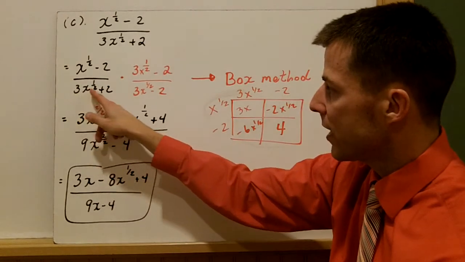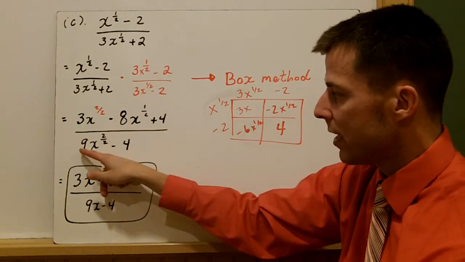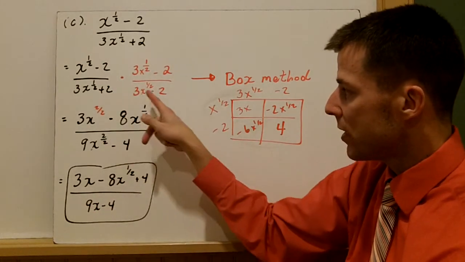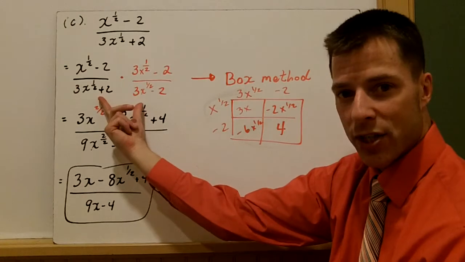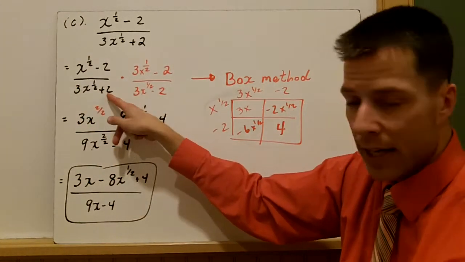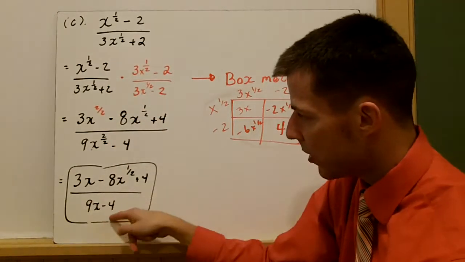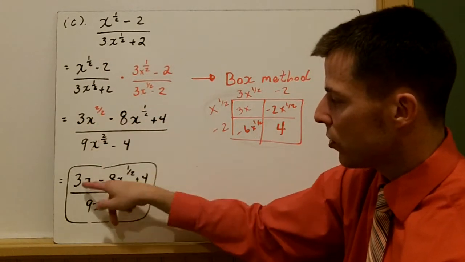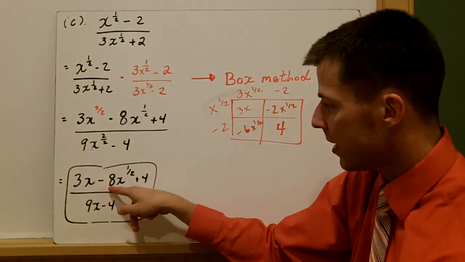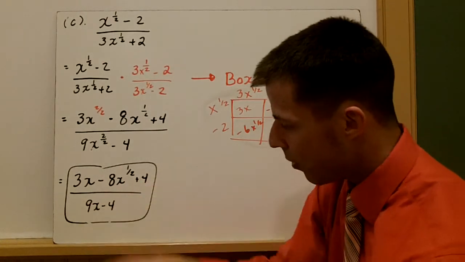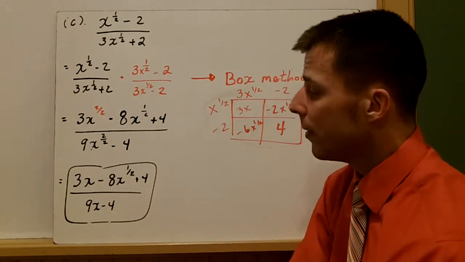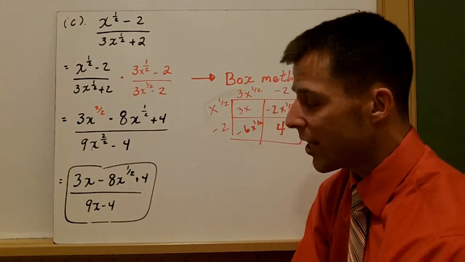And then you have 3x to the 1/2 times 3x to the 1/2, which is 9x to the 2 over 2, which is just 9x. And then 2 times -2 is minus 4. These are conjugates, so the middle term is going to cancel out. Basically, you're just squaring this term and squaring the -2 to get this bottom result. 2 over 2 is 1, so you get 3x to the first power minus 8x to the 1/2 plus 4 over 9x minus 4. So that's using rational exponents.